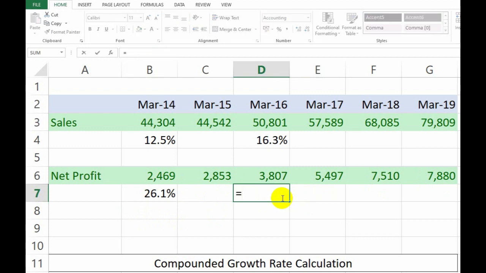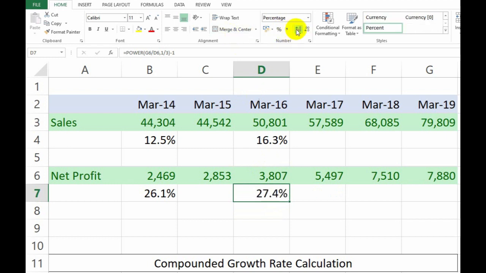To calculate growth rate over 3 years, we can use the same formula again. The latest year divided by the base year or the oldest year raised to the power of 3 for 3 years, minus 1. And then converting this into percentage format and increasing one decimal point. So that's a 27.4% growth rate in profit over a period of 3 years.